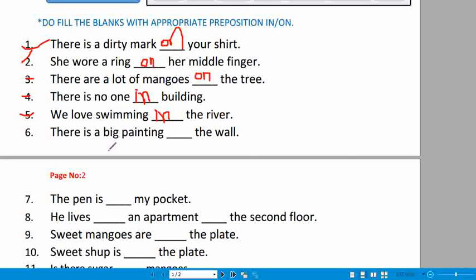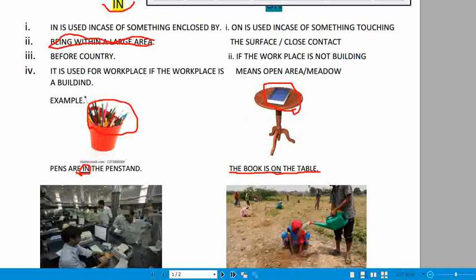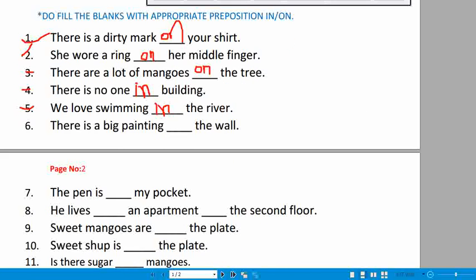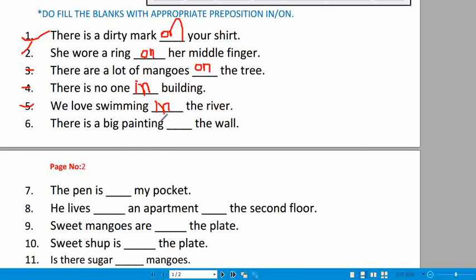There is a big painting dash the wall. Here you know the answer will be on, because it is something touching the surface or in close contact with the surface of the wall. So there is a big painting on the wall. Let's look at the next question.